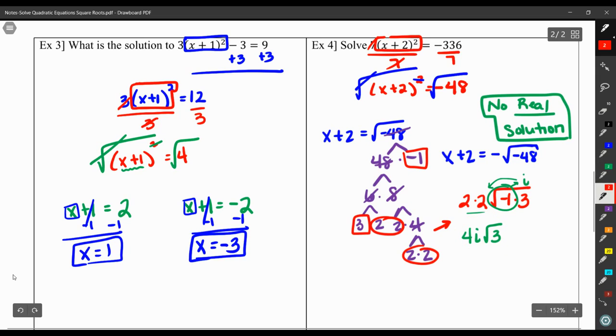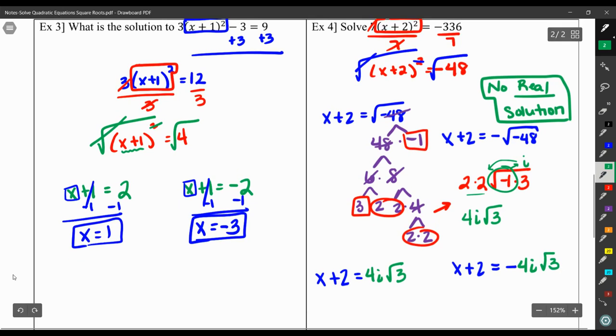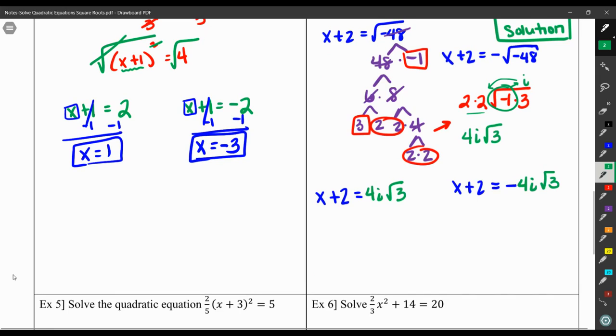So here's what we have so far. We have x plus 2 equals 4i square roots of 3. But we also have x plus 2 equals negative 4i square roots of 3. We simplified the square root of negative 48 on both of these equations at once. We've done both of these at the same time. Now we need to solve this for x because x is still not by itself.